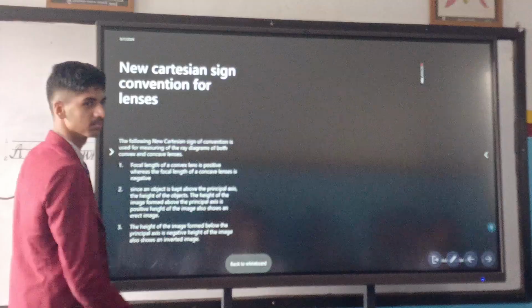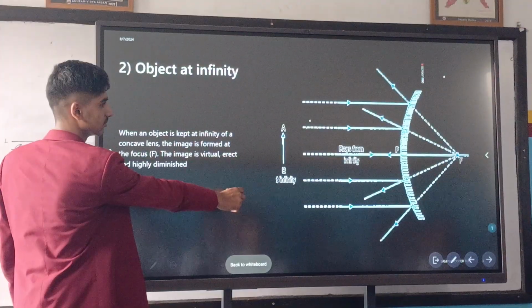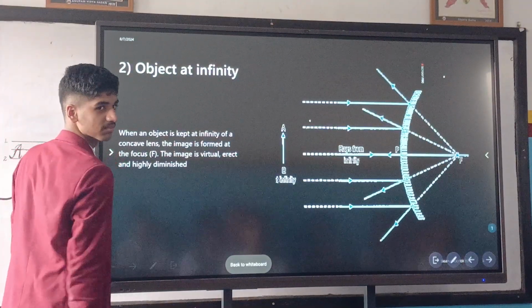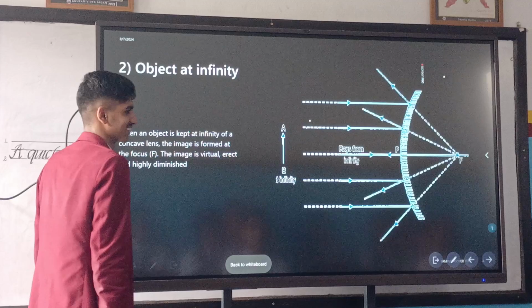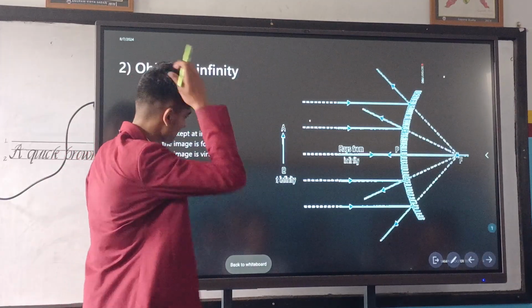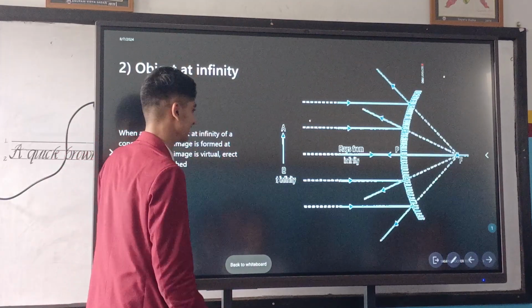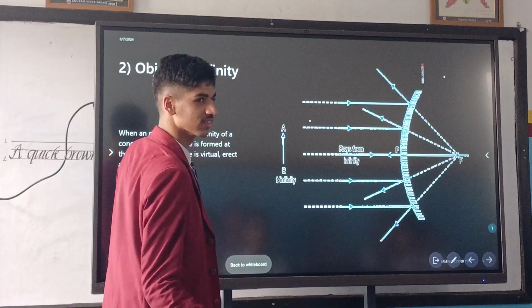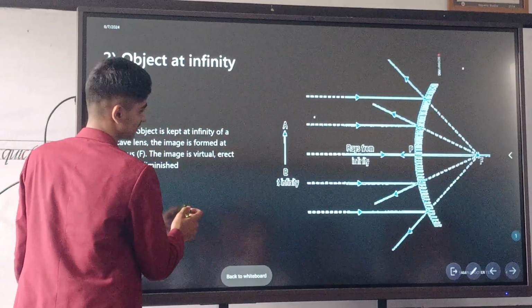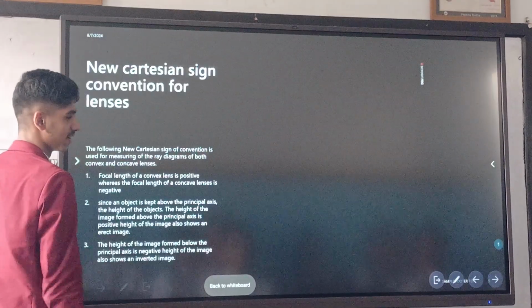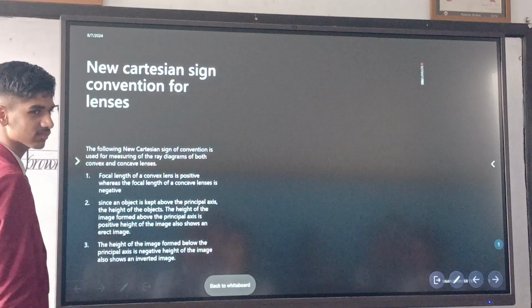Wait, that's the mirror, I think. Then mirror, no? Mirror or lens? I'm confused. Then mirror, right? Not lens, right? This is mirror. There is convex lens, mirror. Oh, yeah.